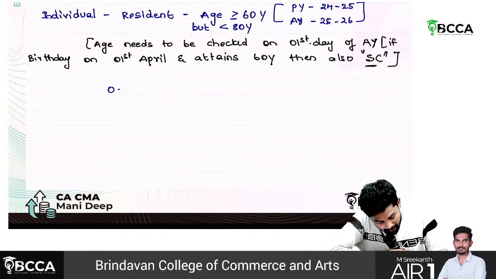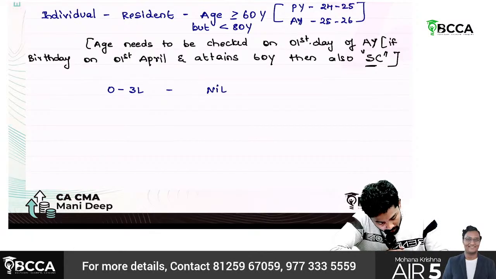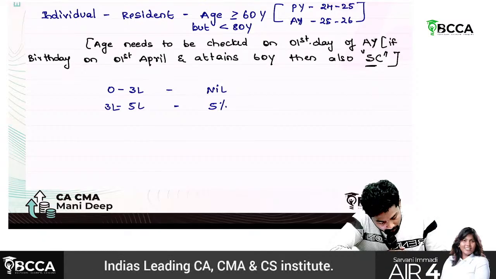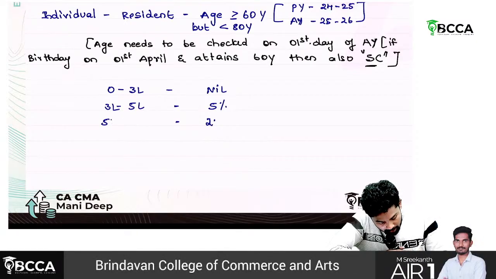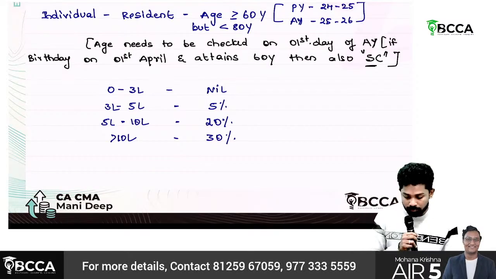0 to 3 lakhs, the tax rate is nil. 3 to 5 lakhs, the tax rate is 5%. 5 lakhs to 10 lakhs, the tax rate is 20%. Greater than 10 lakhs, then the tax rate is how much? 30%.